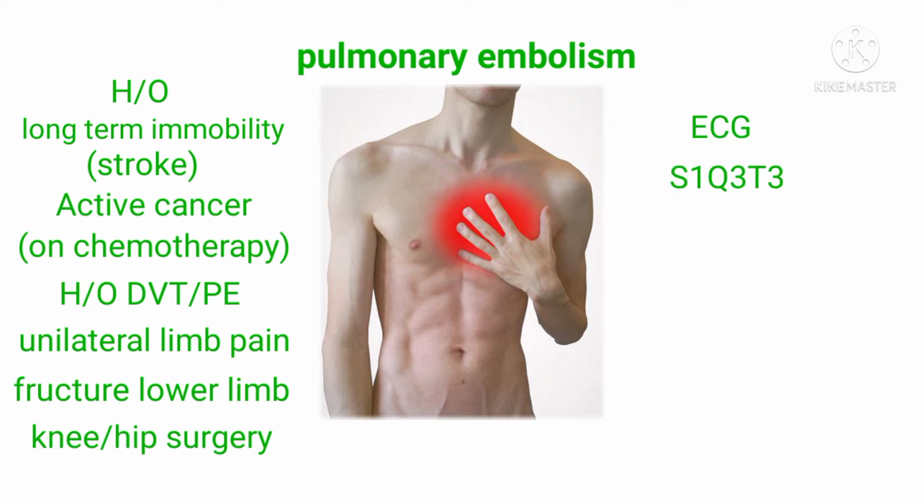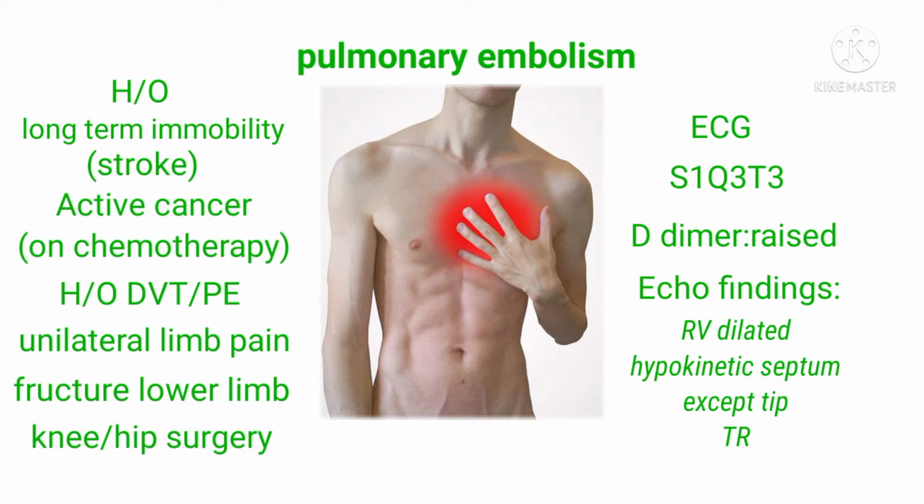ECG may show typical S1Q3T3 pattern, that is S wave in lead 1 and long Q wave and inverted T wave in lead 3. D-dimer is raised in most of the cases. Echo findings are suggestive of the diagnosis, especially in chronic pulmonary embolism.